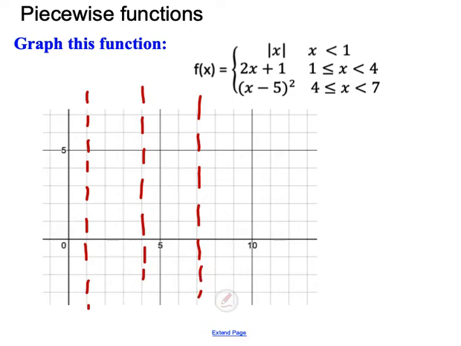So it looks like y equals the absolute value of x when x is less than 1. So everything over here is going to be that function in blue. And then my next function, y equals 2x plus 1, happens when x is between 1 and 4. So that function we're going to show in that space. And then we've got the quantity of x minus 5 squared. Well, that's going to happen when x is between 4 and 7. So we're going to have one continuous graph from the left all the way up to x equals 7, but it's going to be from different parts of a function.